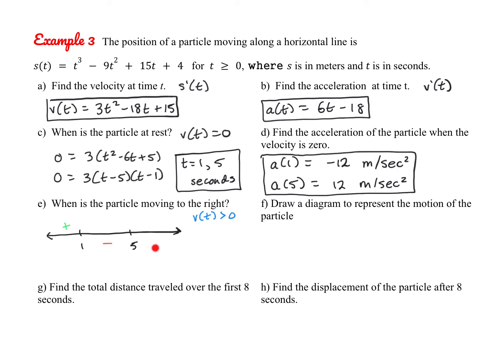And then pick any number to the right of 5. Maybe let's pick 6. If you plug in 6, this is positive, the result is positive. So this tells us when our velocity function is positive and negative. And again, since we're wondering when our particle is moving to the right, we're wondering when our velocity is positive. So that's between 0 and 1, and then 5 to infinity seconds.